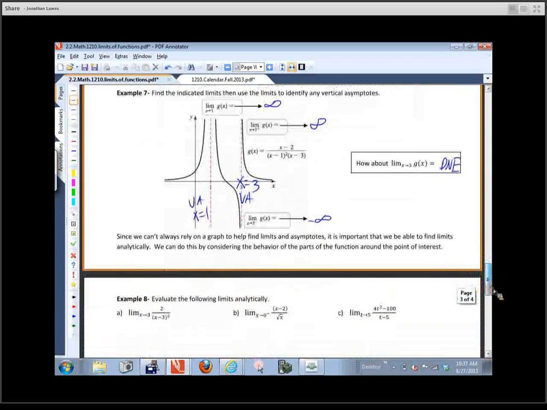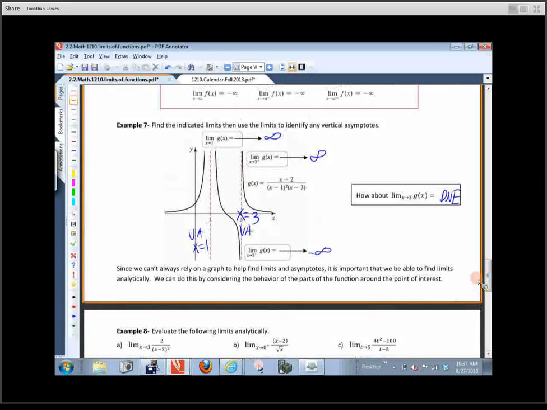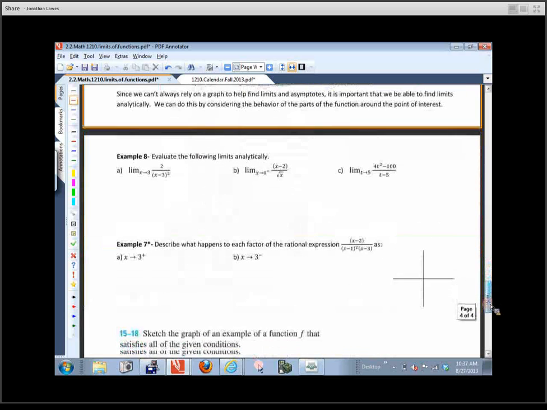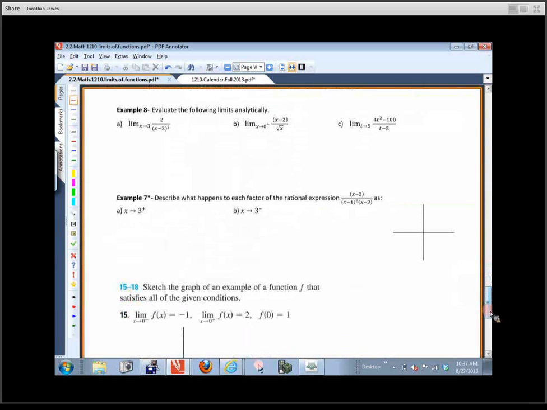Okay. You're not always going to be given a graph. There are some problems on the assignment where they'll give you a picture and it's pretty darn easy to tell. Okay? So if you're not given a graph, you've got to be able to find the answer analytically. And this is where that idea that I talked about a second ago is important. So let's take this example right here, and we want to find the limit as x approaches 3 of 2 over (x minus 3) quantity squared.